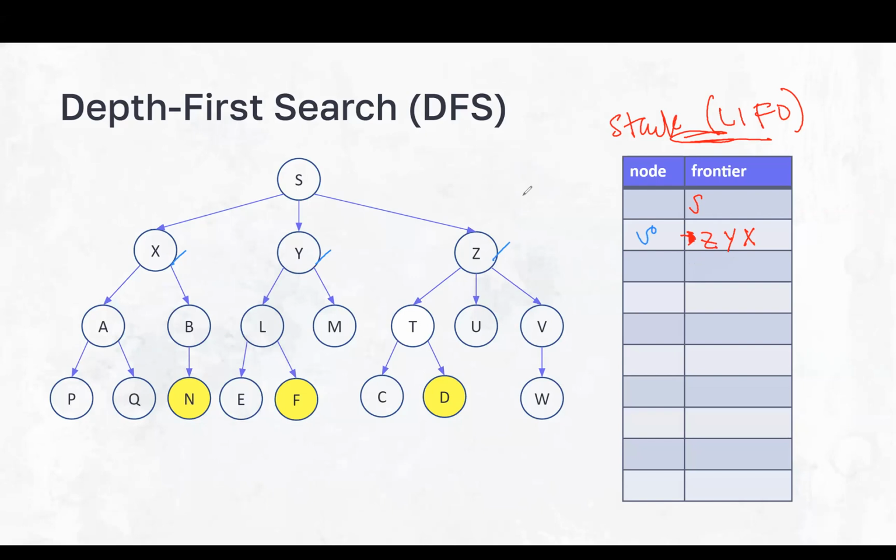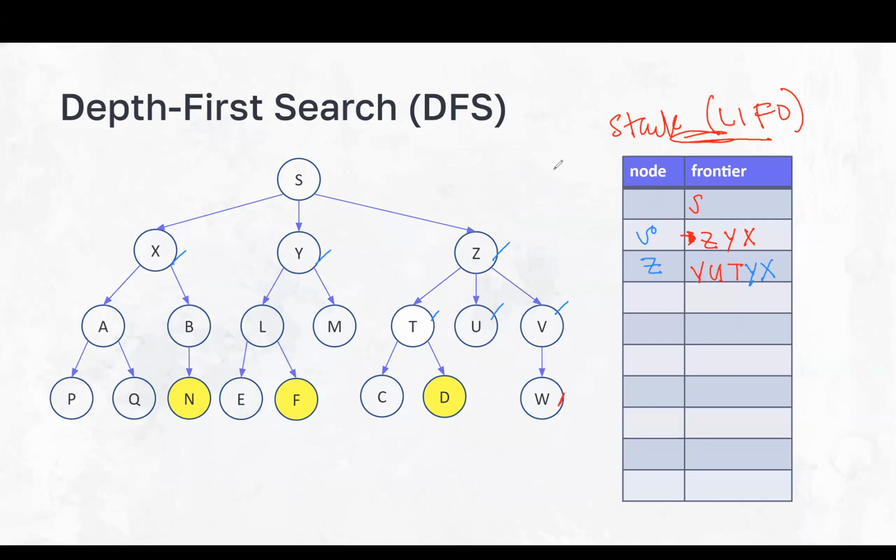So as we remove Z from our frontier, we need to insert all neighboring nodes, which is T, U, and V. So first we need to rewrite the remaining nodes, which is Y and X here. And then let's insert T, U, and V. So since we're inserting this way, T will be inserted first, followed by U, and then V. So that will be our arrangement. So let's remove V. And as you can see, V contains an adjacent node, which is W.